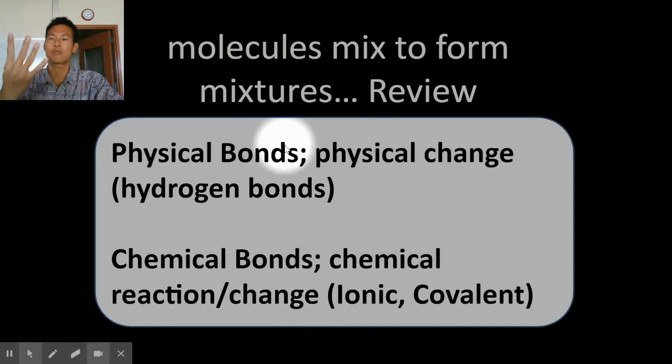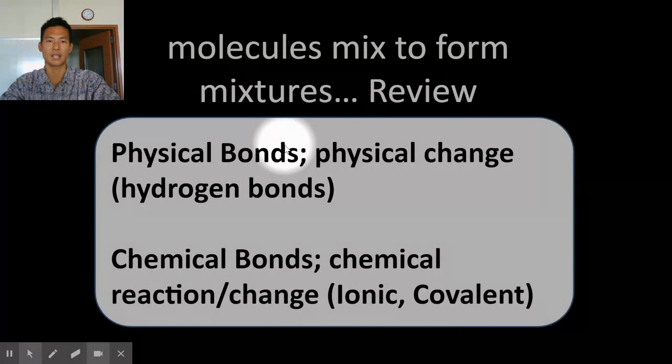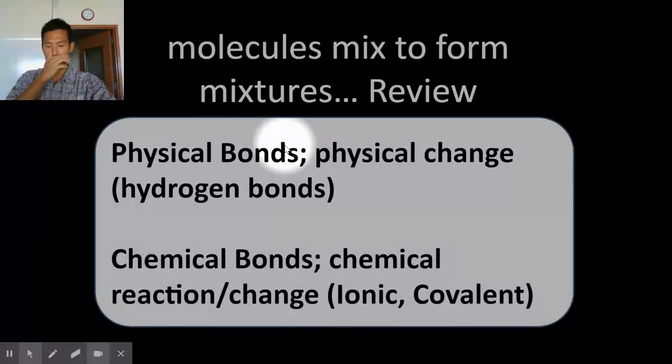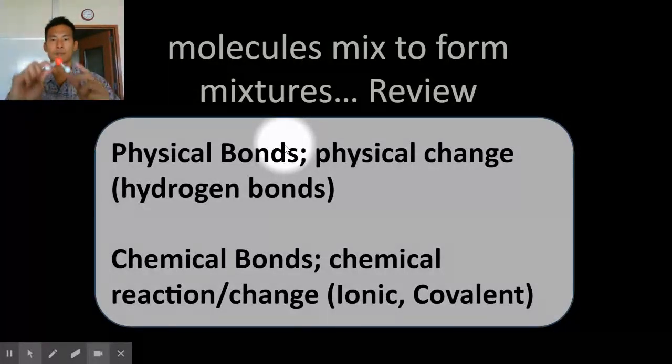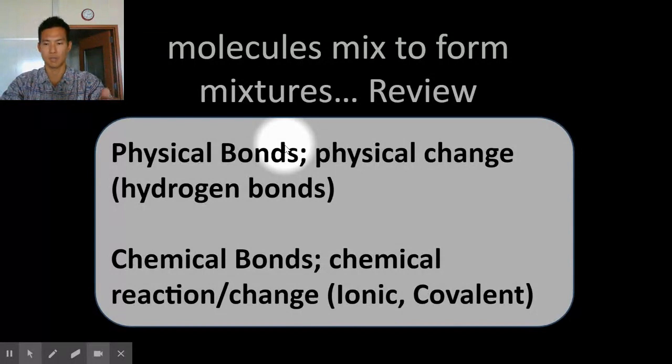Now remember, these 4 can exist in up to 3 common basic states of matter: your solid, liquid, and gas. Example, H2O: ice melts into liquid water. You heat it up, it evaporates into water vapor, a gas.